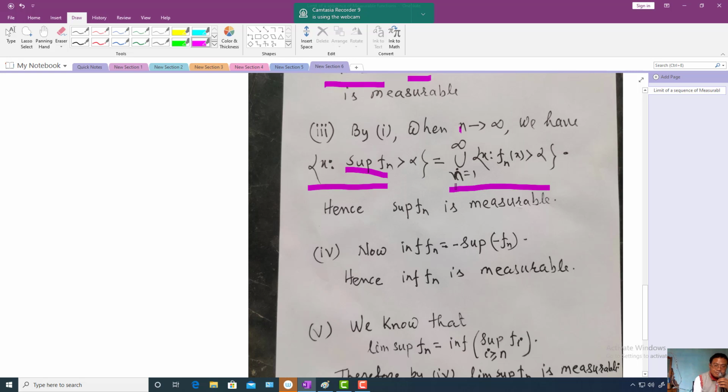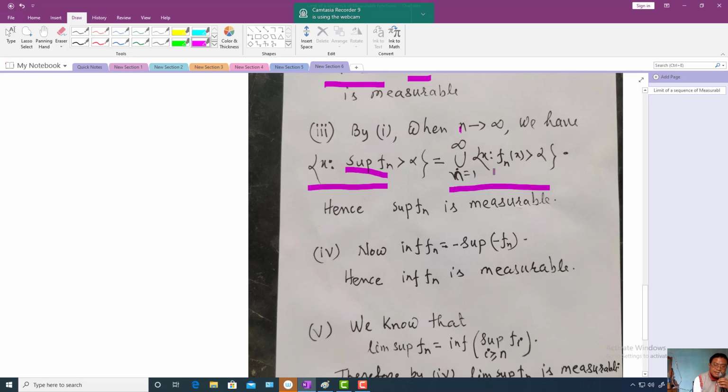Okay, it is very straightforward. When n tends to infinity, this set is exactly equal to this set. This is coming from case 1. We just extend n up to infinity. Okay, this equality is established.